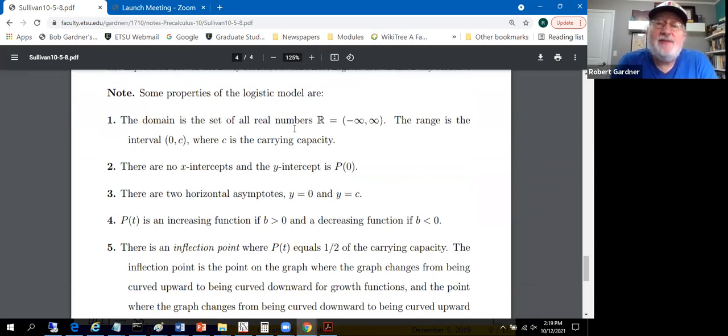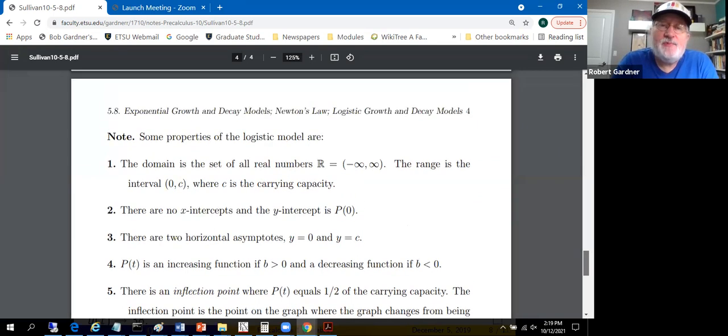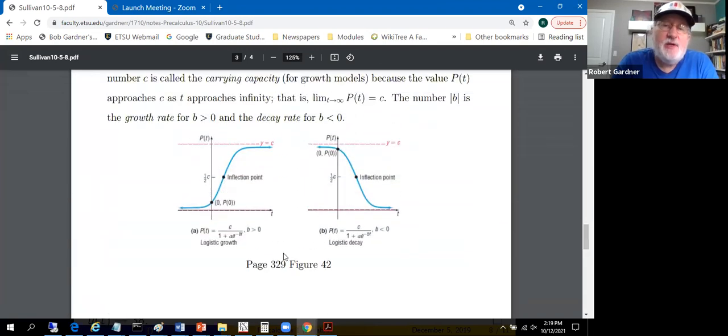Again, the domain is the set of all real numbers. We exponentiated. There were no concerns over division by 0. There was some division, but it's not by 0. The range is the interval 0 to C. So if we look up here in both of these, 0 is a lower bound and an asymptote to the left in this model and to the right in this model. And we also had an asymptote at the top. So here's where we got two different horizontal asymptotes.